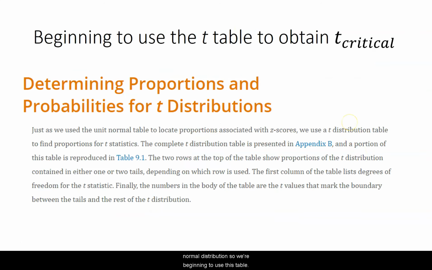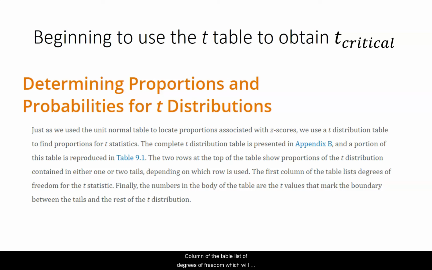So we're beginning to use this table, and I'm going to take a good minute or so to go over the table shortly. But just as we use the unit normal tables to locate proportions associated with z-scores, we use a t-table to find proportions for t statistics. The complete distribution is presented in Appendix B, and a portion of this table is reproduced in Table 9.1. The two top rows of the table show proportions of the t distribution contained in either one or two tails, depending on which one is used. And we'll go through 5 different problems that will really reinforce this.